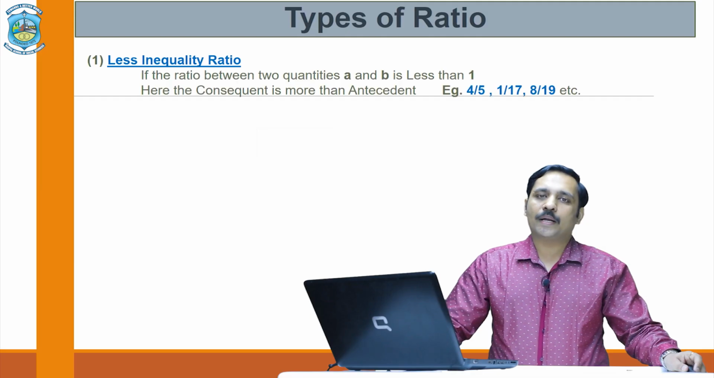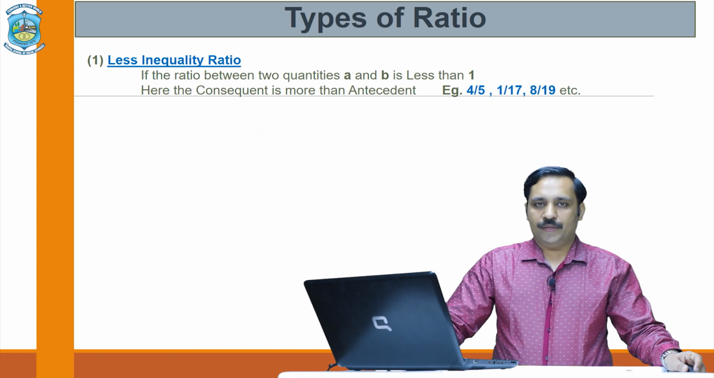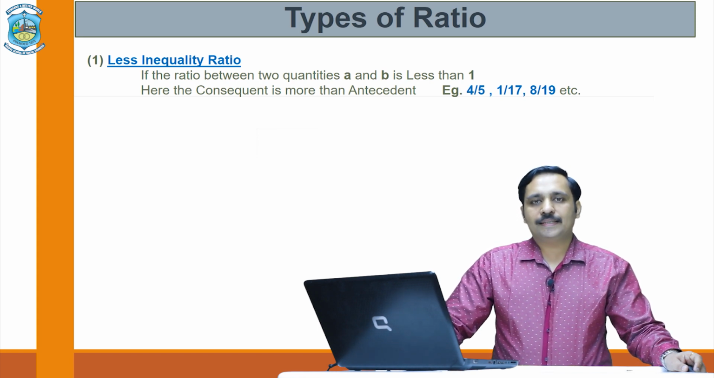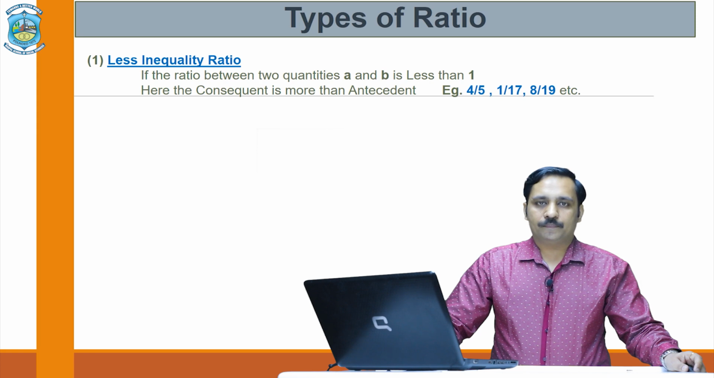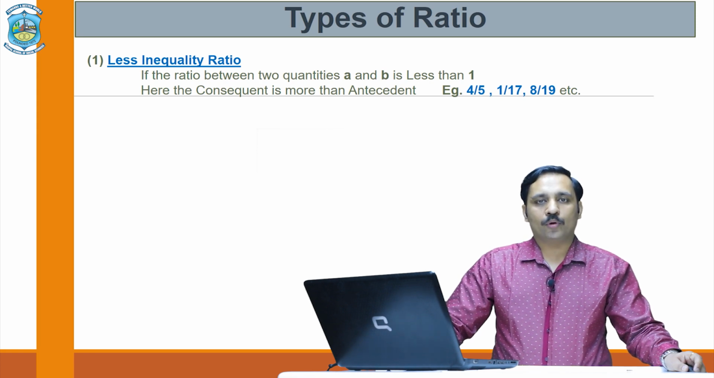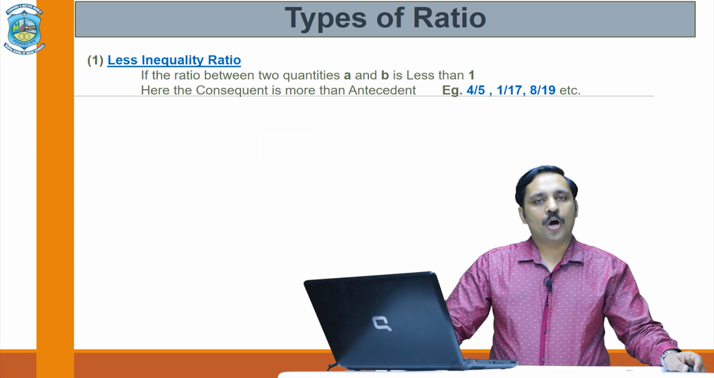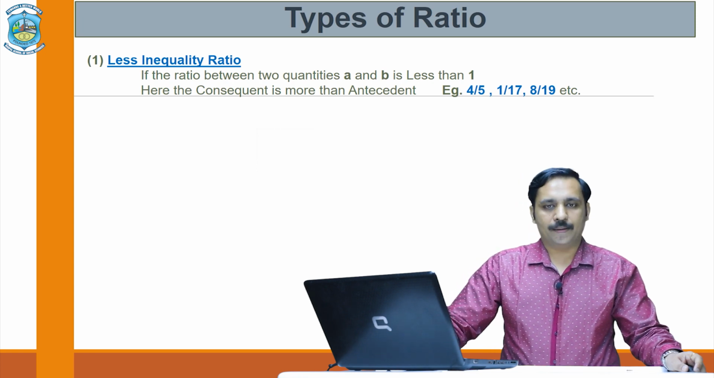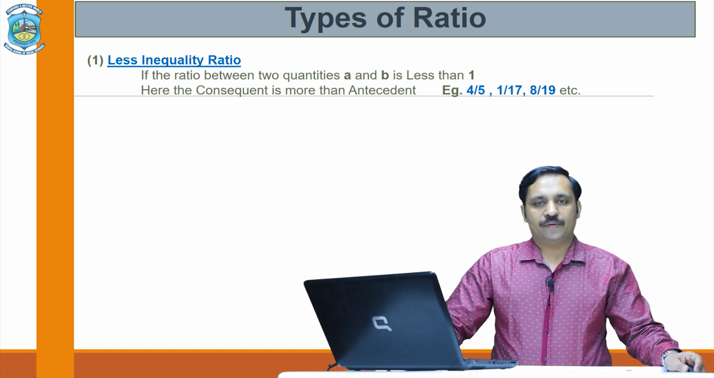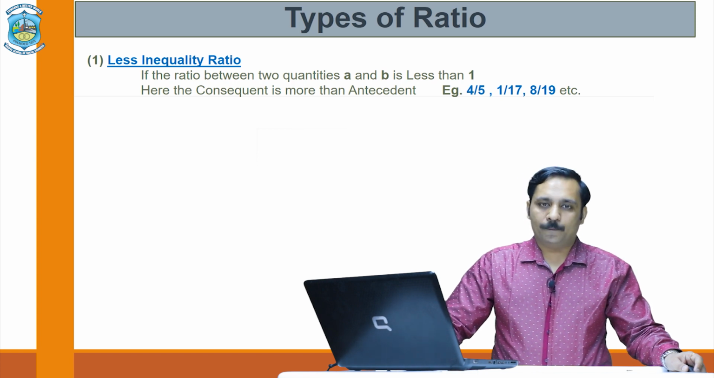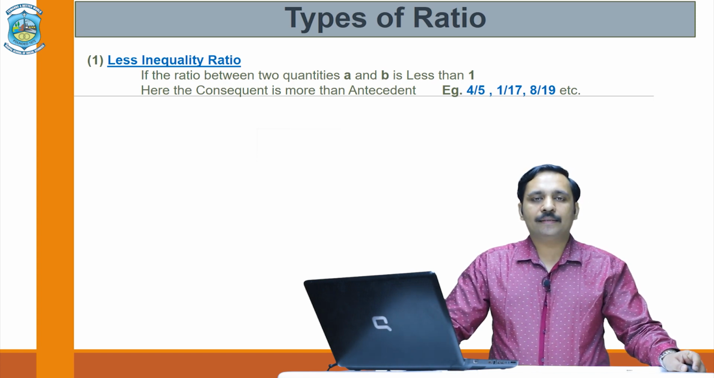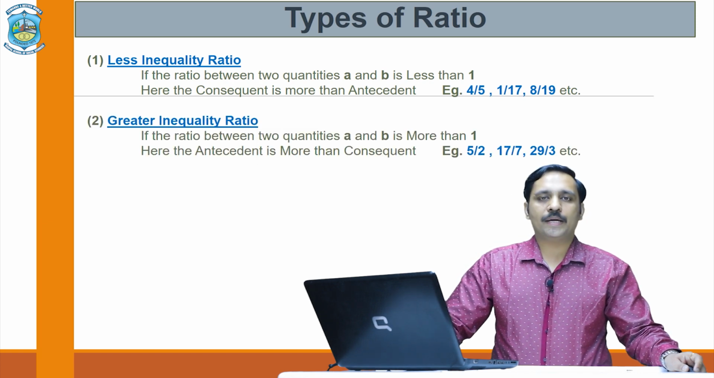Now we see types of ratios. There are many types of ratios depending upon the type of relationship they represent among the values. The first type is less inequality ratio. This is a ratio in which the ratio between two quantities, say A and B, is less than 1. Here the consequent part is more than the antecedent part. That means the denominator is more than the numerator. For example, we have 4/5, 1/17, 8/19, and so on. What is important here is that if you divide the ratio in terms of fraction, the answer is always less than 1.